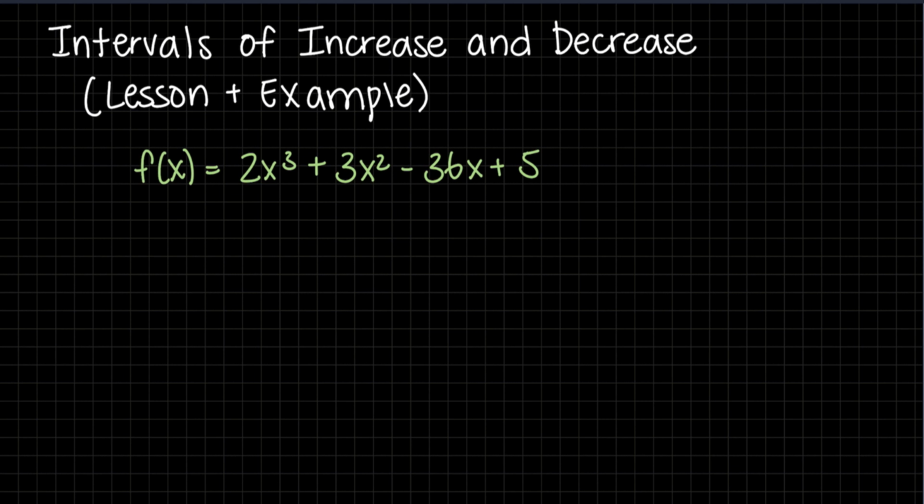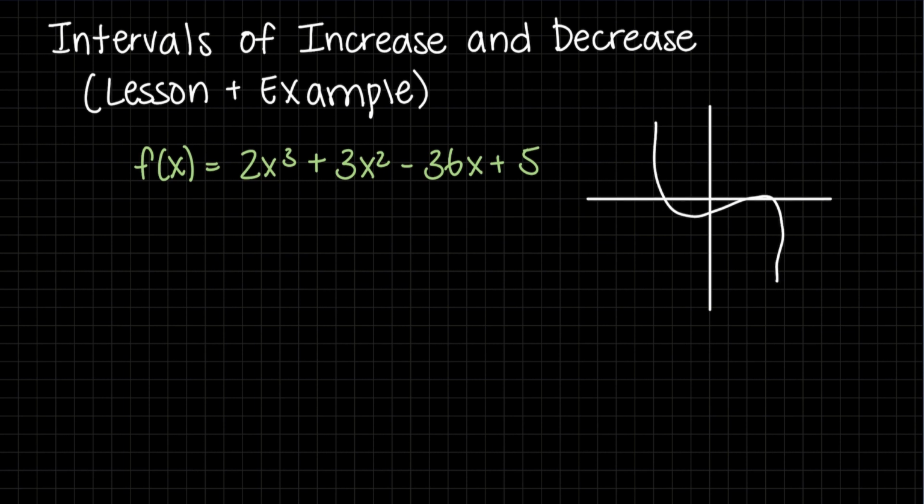Since this is a cubic function, we know that it might look something along the lines of this. So now that we have a general understanding of what our graph may look like, our first step to find the tangent is take the derivative of this function.